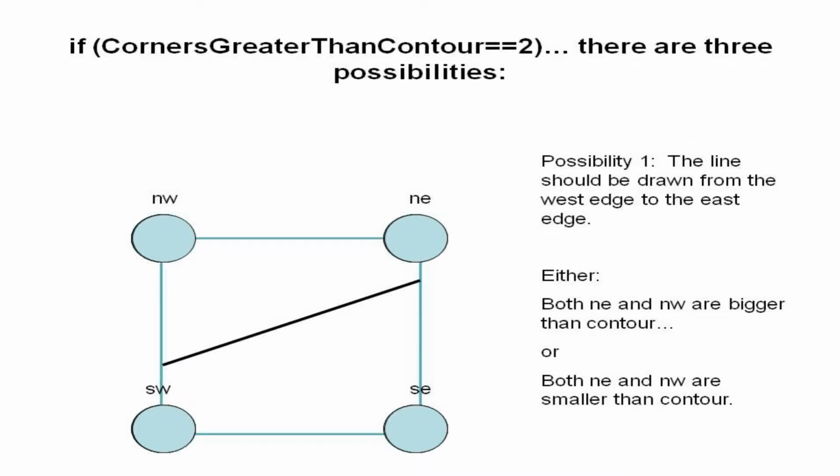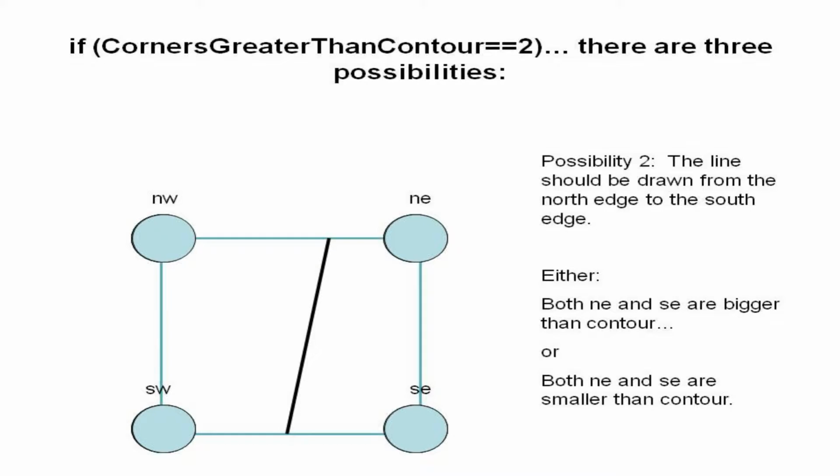Possibility 1 is that either the 2 on the north are above the value of the contour, the 2 on the south are below, or the other way around. The 2 on the south are above the value that you're trying to contour, and the 2 to the north of it are below. Either way, that means the contour line comes in on the west and goes out on the east side of the box. Your line segment just runs from the west side of the box to the east side of the box. How exactly that line is positioned, we still don't know, but that would be the path we're on here.